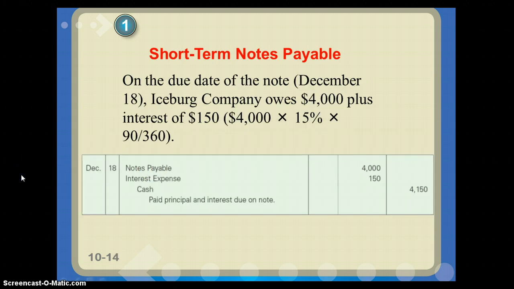On the due date, which is December 18th, calculated for us, Iceberg Company owes the $4,000 that they borrowed, plus the interest. Again, principal, what we borrowed, times our rate, times our time, number of days over 360. So a $150 interest expense. The total amount of cash we had to give back to the bank from borrowing it was $4,150.